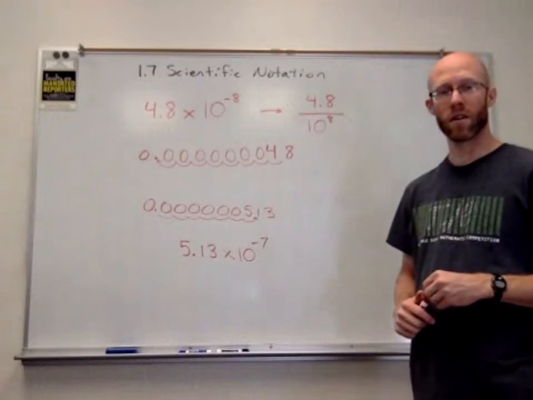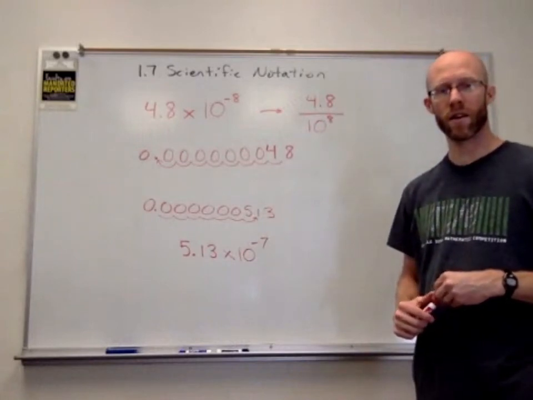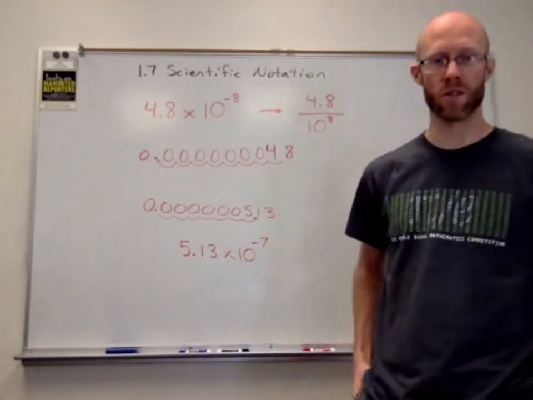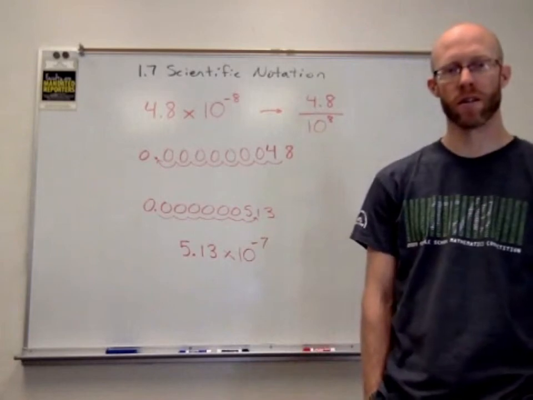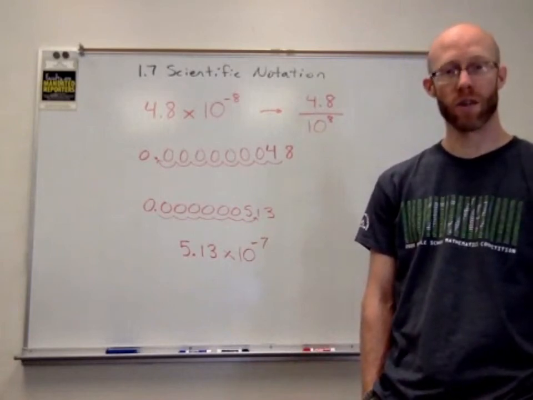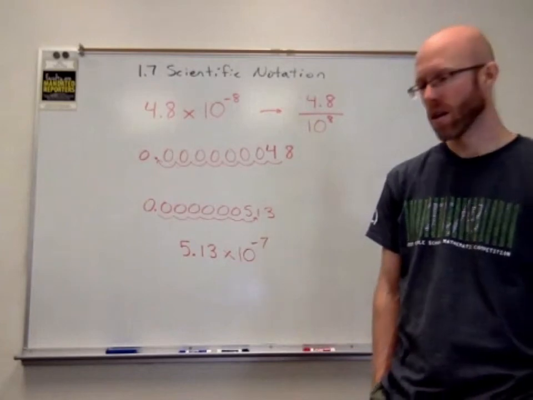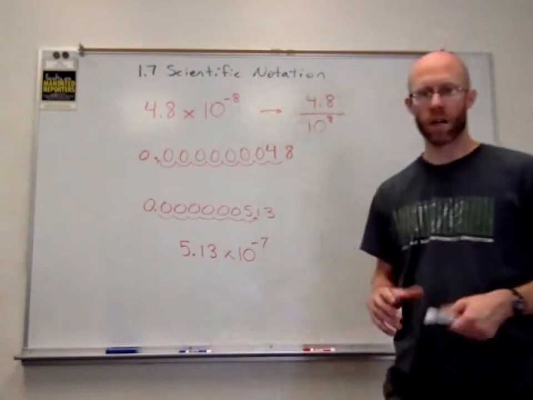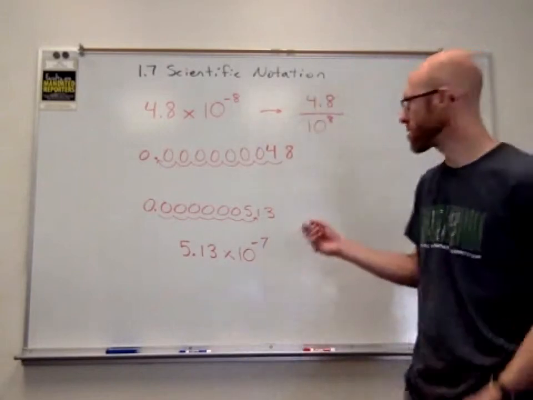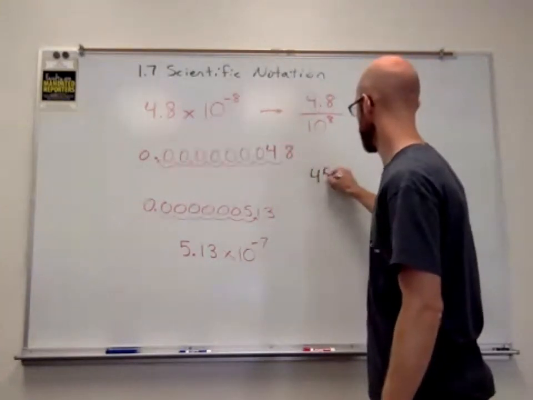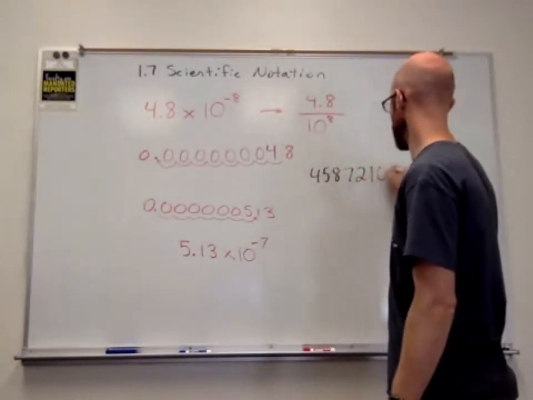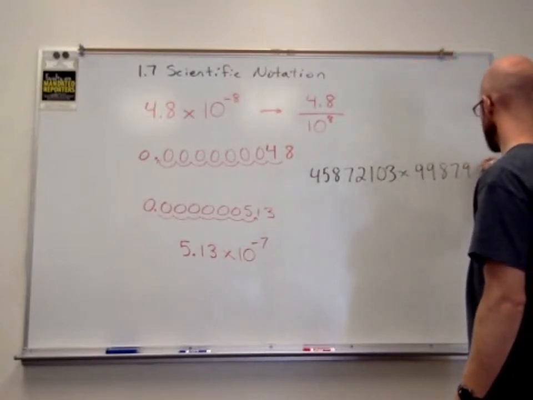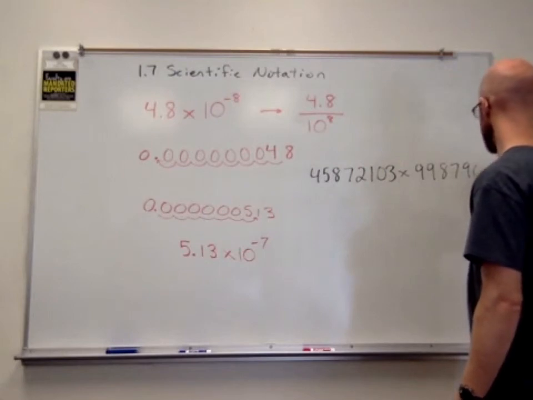I don't know if you guys have any other questions on that. Pretty short section. That's really all it is, just converting these things to and from scientific notation. So your calculator does work with scientific notation. If you were to punch in your calculator a couple really big numbers and multiply them, for instance, if you did something like, I don't know, 458722103 times 9987996 or something like that.